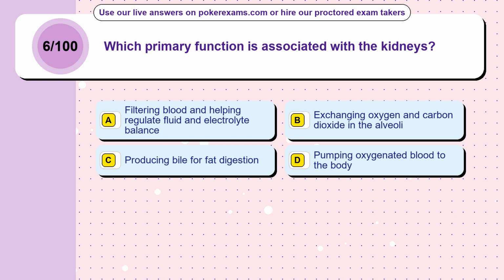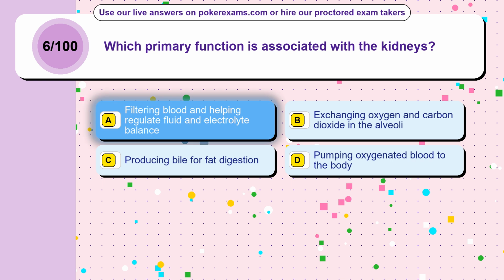Question 6. Which primary function is associated with the kidneys? Option A. Filtering blood and helping regulate fluid and electrolyte balance. Option B. Exchanging oxygen and carbon dioxide in the alveoli. Option C. Producing bile for fat digestion. Option D. Pumping oxygenated blood to the body.